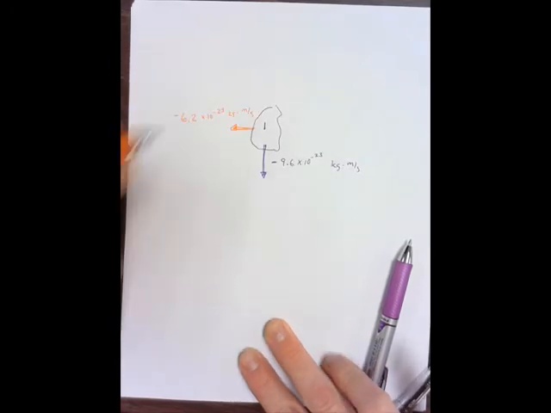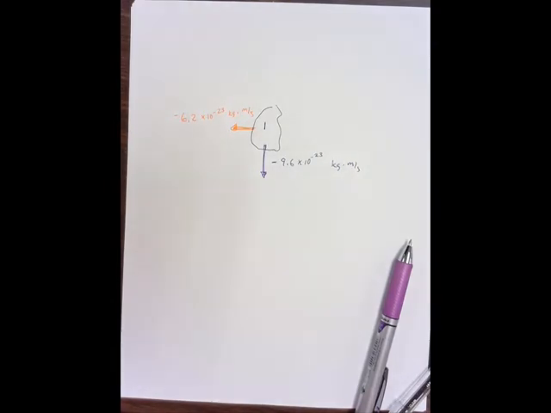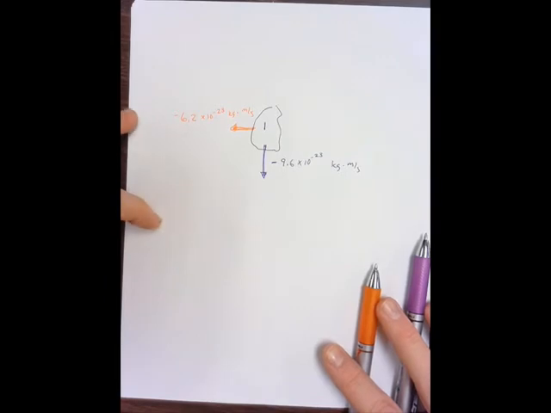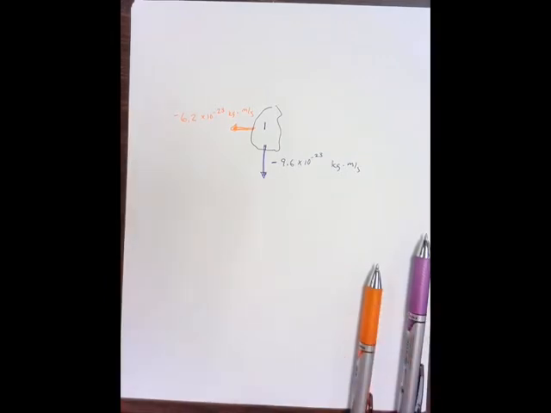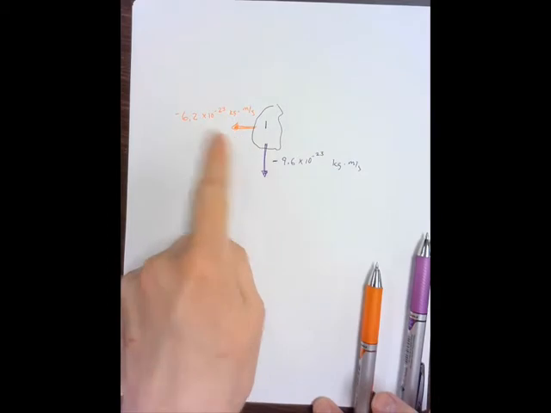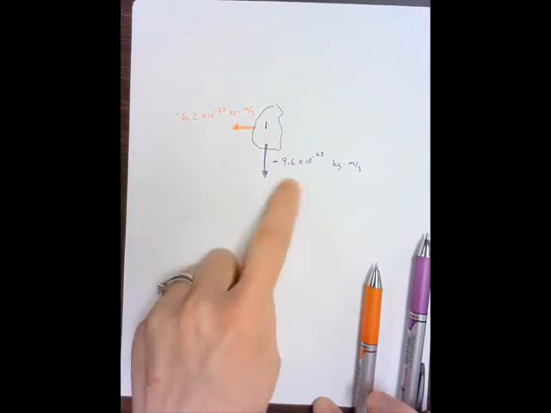And really the negative sign doesn't matter. We could have said that the neutrino and the electron were going in the negative y and x directions, but we've been asked to find the magnitude and direction of the momentum of the recoiling nucleus. So I've got an x component vector of known magnitude and a y component vector of known magnitude.